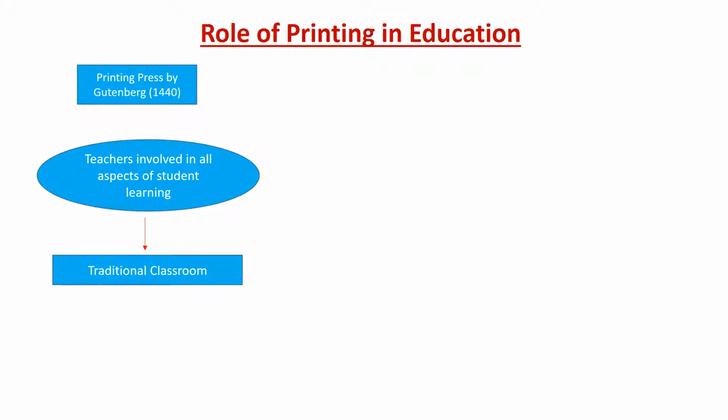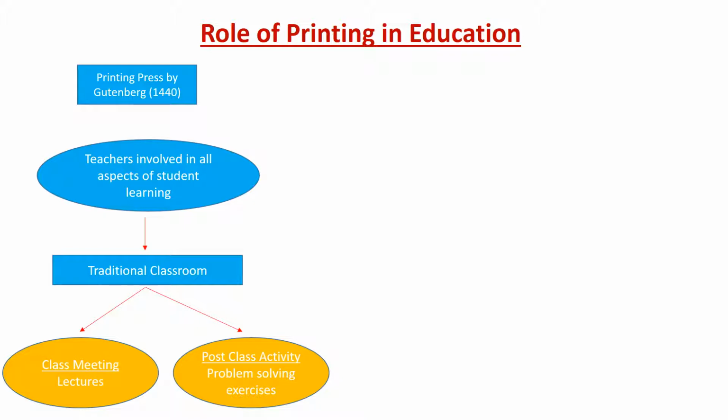call the traditional classroom. And this traditional classroom can be divided into two parts. One part where students and teachers meet and the teacher lectures in the classroom. The second part is students go home and read the textbook and work on problem solving exercises. And the traditional classroom is a method that we have adopted and have been using for a number of centuries.